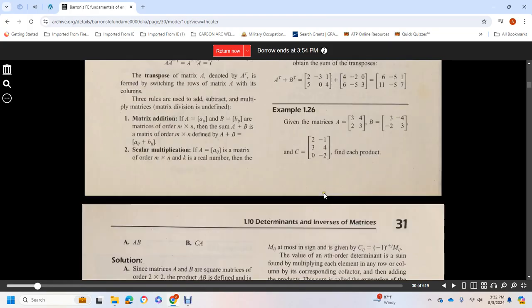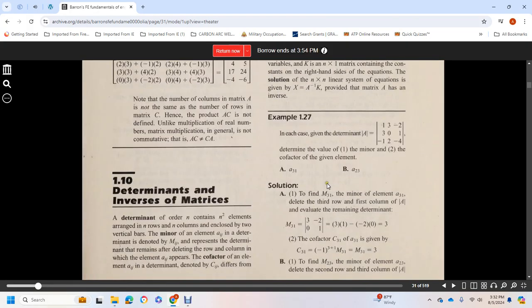Alright, and then it goes into the examples. Alright, we're on 1.10, determinants and inverse matrix.